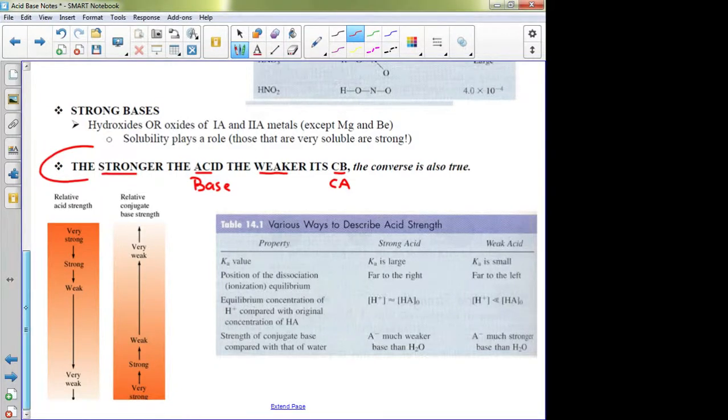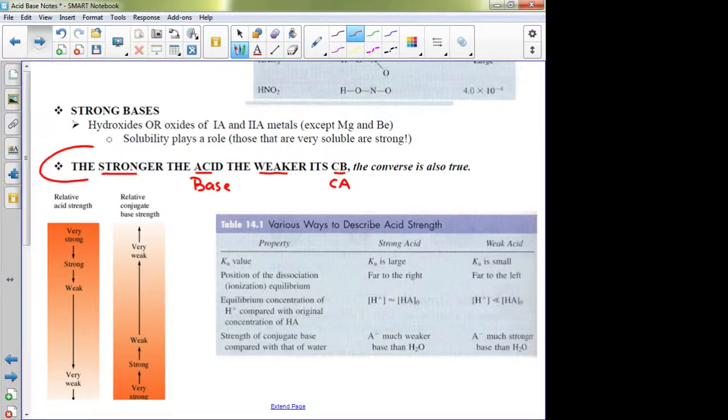All right, so how can I tell the strength of an acid? Well, first of all, you should know which ones your strongest are, because there's 6 of them. All right, we just went over them. HCl, HBr, HI, H2SO4, HNO3, HClO4. So those are your 6 that are strong. So therefore, you know their conjugate bases are going to be the weakest.